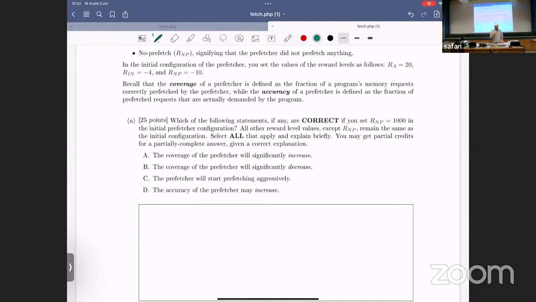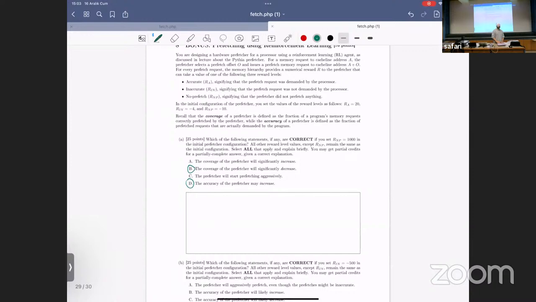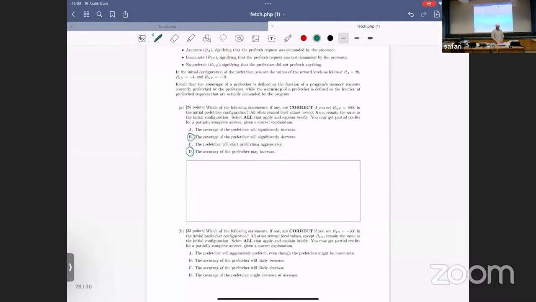This is something you cannot be sure about, but it may indeed increase because you will prefetch less. Your coverage might be less, but the requests you send might be more accurate, right? You're not sure about this. So it's B and D, the correct answers to these ones, because A and C are not possible. Does anyone have any questions on that? I guess it's quite simple, this one.